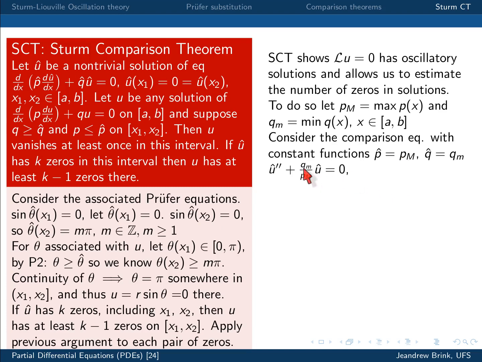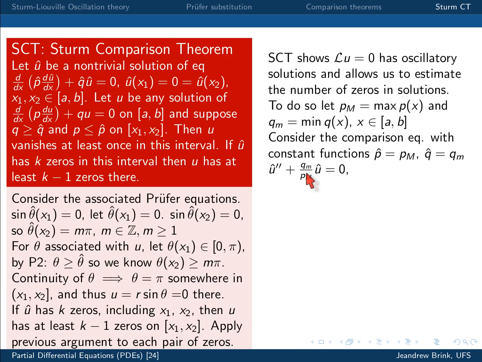But the U hat equation now becomes beautifully simple. P is constant, so we can move it out and divide by it, because it's greater than zero by assumption. And what we're left with is U hat's second derivative is equal to QM over PM times U hat, which is the harmonic equation.